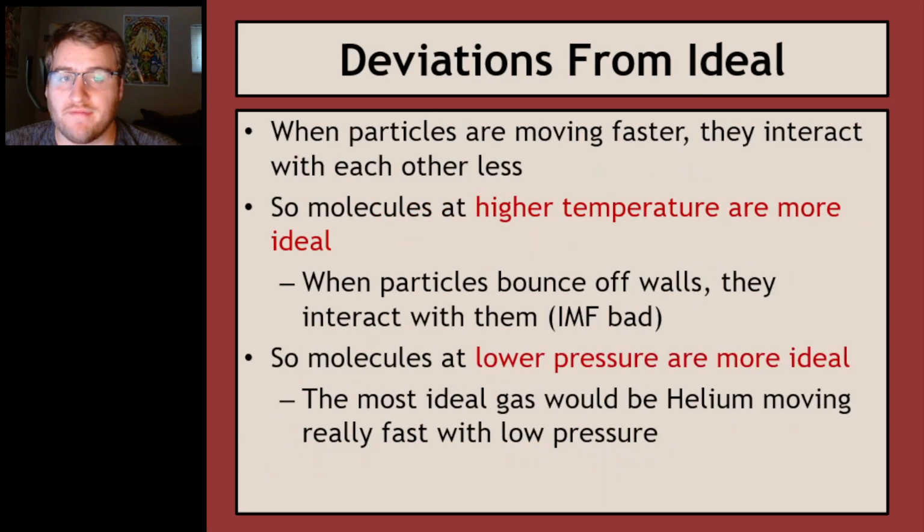When particles are moving faster, they interact with each other less. Therefore, if you increase the temperature of something, it's going to be more ideal. The faster the things are moving, the less they care about each other. When particles bounce off walls, they interact with them, and that IMF is also bad. Molecules with lower pressure, then, are more ideal. So the more the things are hitting the walls, the more they're going to be thrown off by being a real gas and not ideal.